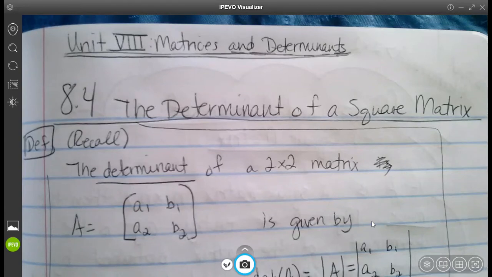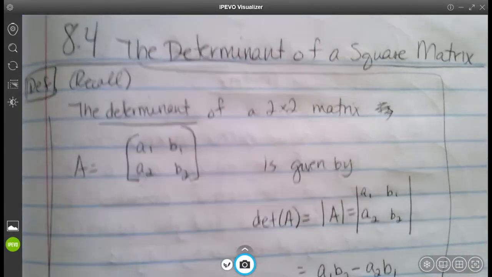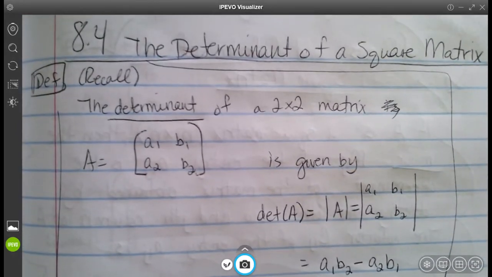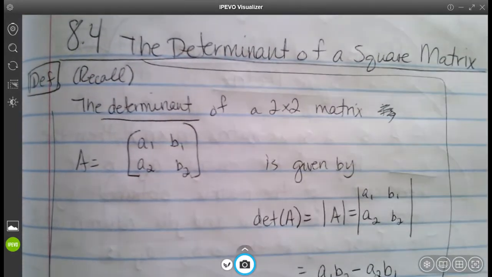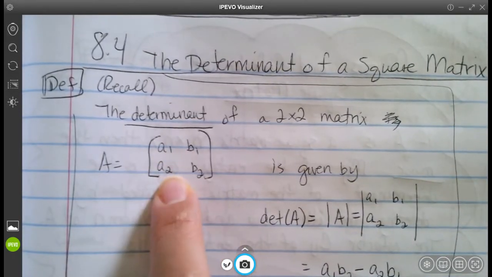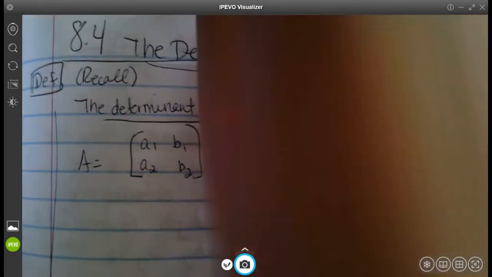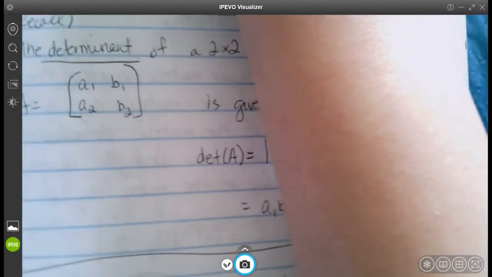All right, in this video, we're going to go ahead and do 8.4, the determinant of a square matrix. We kind of saw a little bit of this in the previous subunit. We're going to go more into it for this chapter, or subchapter, I should say. So recall, again, this is from 8.3, that the determinant of a matrix A is given by this notation right here. So we have the determinant of A.